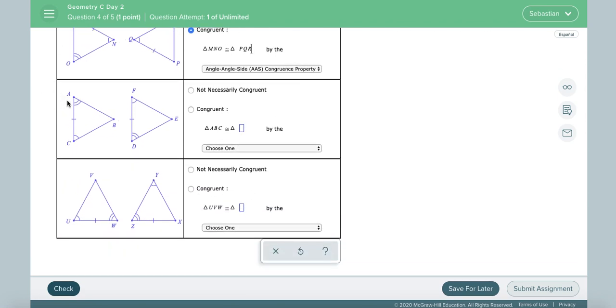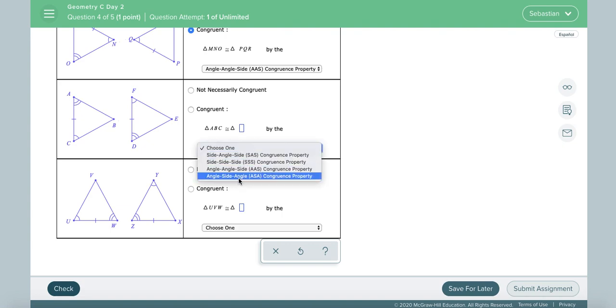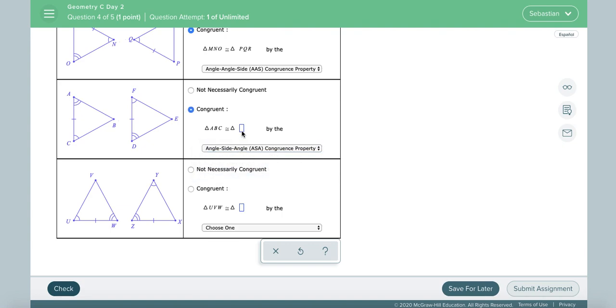Now let's look at this one right here now. Now we have a congruent angle and a side and then an angle. A congruent angle, then a side, and then an angle. So that would be ASA. Let's see if there's an ASA option. ASA, yep. And let's write this out. So ABC, so A would be the angle with the two markings, so that corresponds to angle D. The B is the angle without any markings, so that would be the E. And then C would correspond with F.